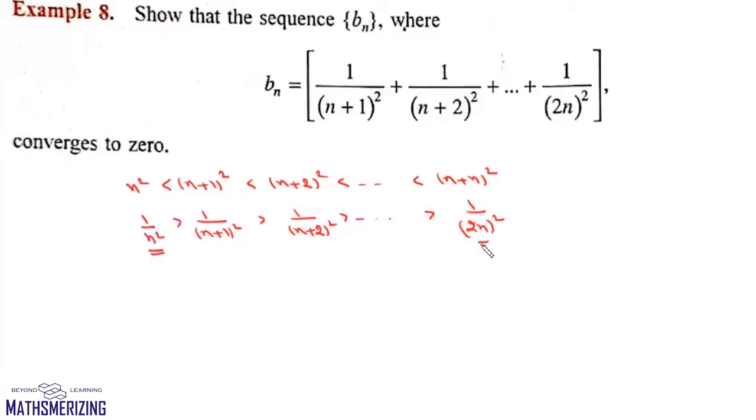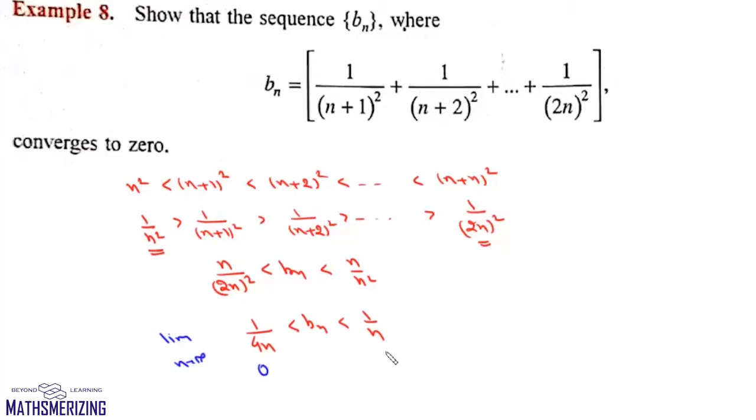Now using these two extreme values, we can say that for bn, the smallest term is 1 upon (2n) square, so it will always be greater than 1 upon (2n) whole square, and its maximum term is 1 upon (n plus 1) square, which is less than 1 upon n square. So every term of the sequence bn will be greater than 1 upon 4n square and will be less than 1 upon n square. Now we take the limit n tends to infinity.